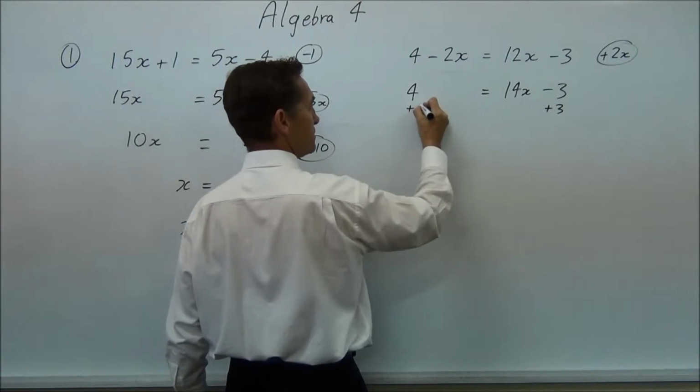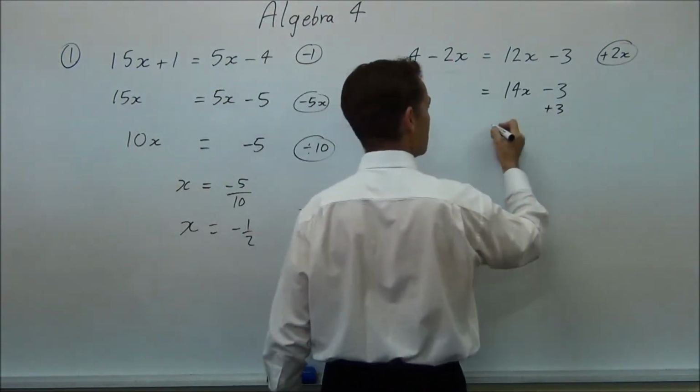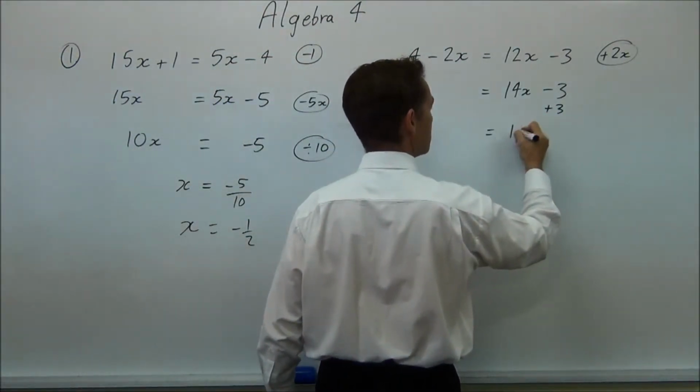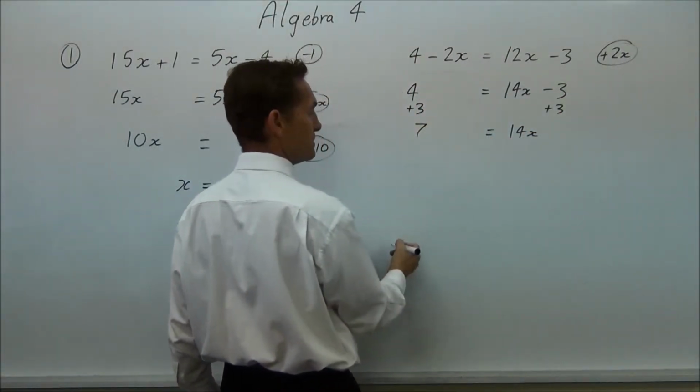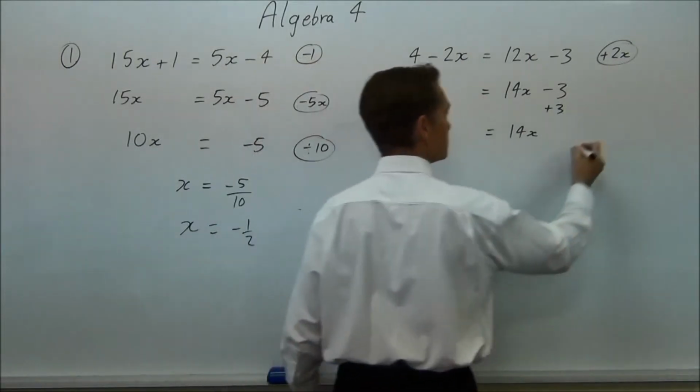You can pick which way you like to write your working. So you've got 14x, that's nothing. 4 plus 3 is 7. So now I'm going to divide by 14.